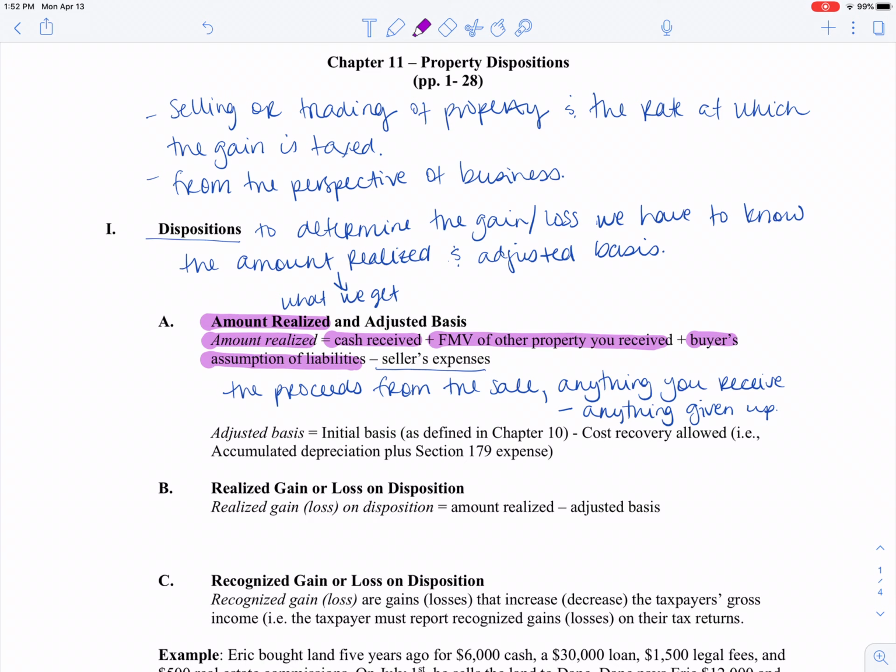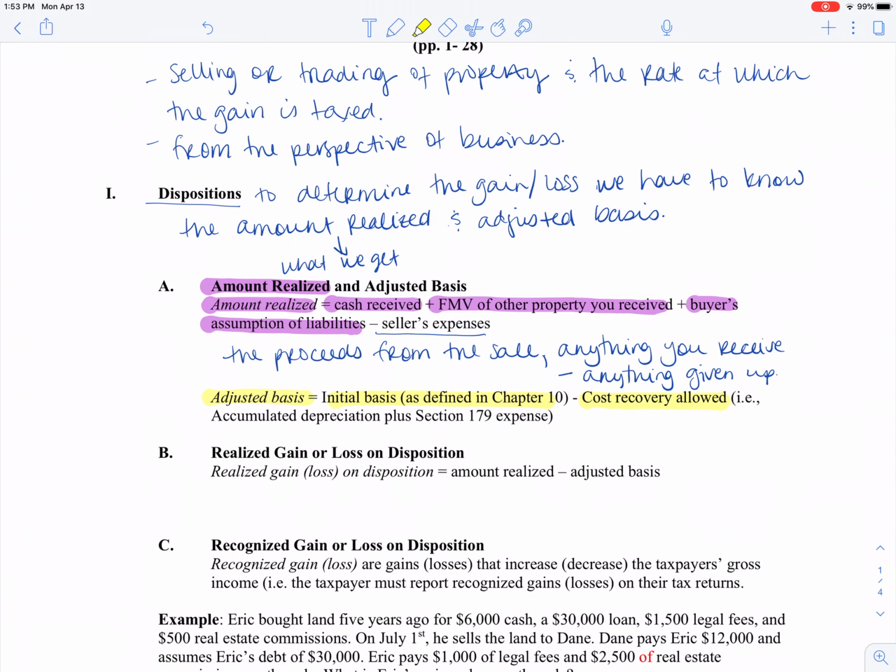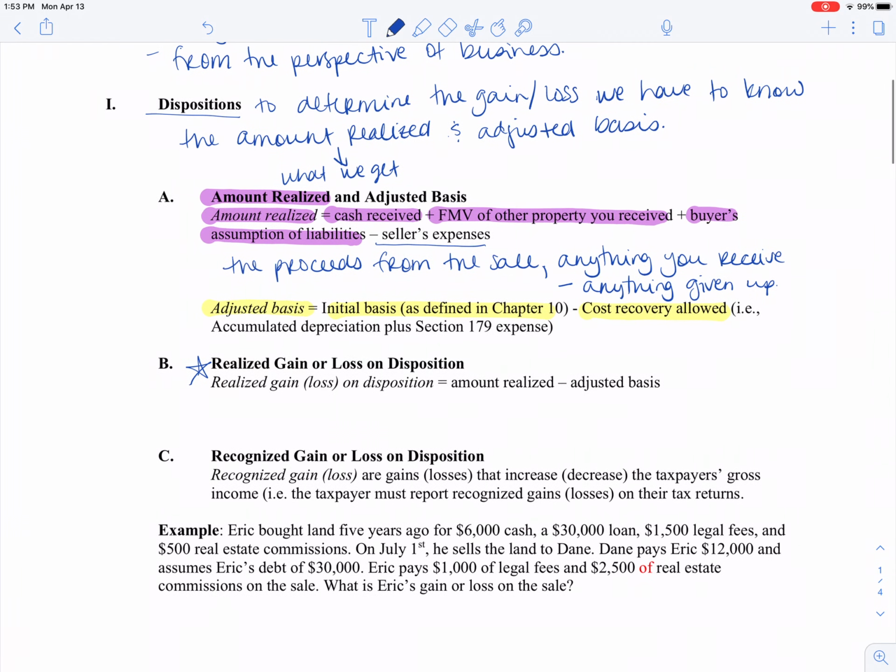All right, we've talked about the adjusted basis before, but again, the adjusted basis is the initial basis as we defined it in chapter 10. What did we pay for something, including any installation, taxes, things like that, minus any cost recovery that is allowed. So that would be accumulated depreciation plus any 179 expense. So we've got our amount realized and our adjusted basis. That tells us our realized gain or loss. Okay, so our realized gain or loss is the amount realized, what did you get, minus the adjusted basis.